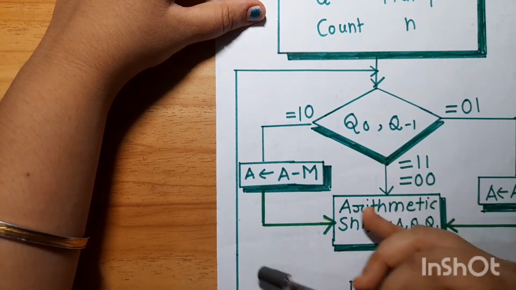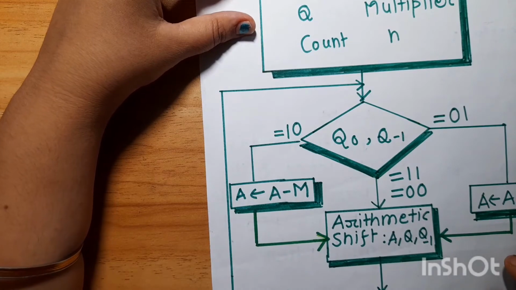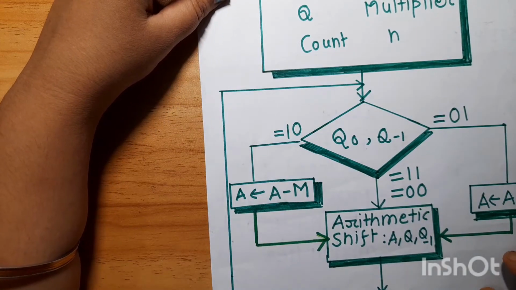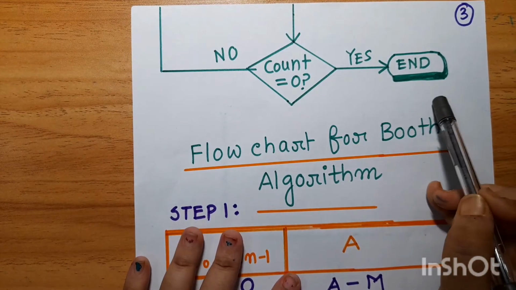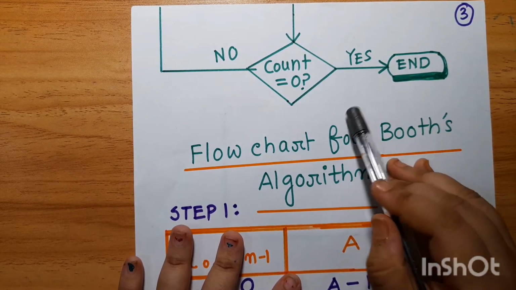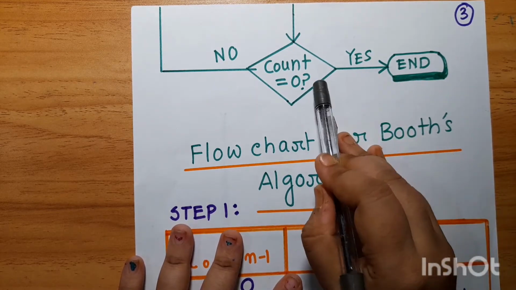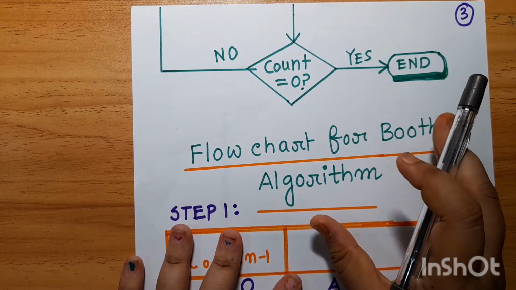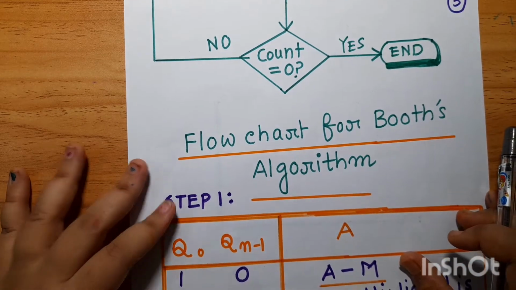You understood, no? The loop will be run n times, the number of bits of the multiplier, and once it is n, we will go out of the loop and check the values of A and Q, and they together will give us the multiplication value. Okay, so this one is the flow chart for Booth's algorithm.